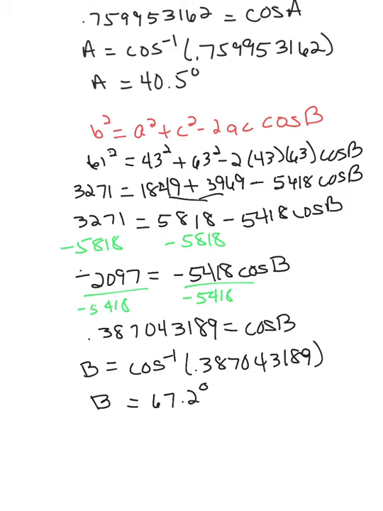Now that we know two of the three angles, we can find the third angle, C, by taking 180 minus 40.5 minus 67.2, and we get an angle C of 72.3 degrees.